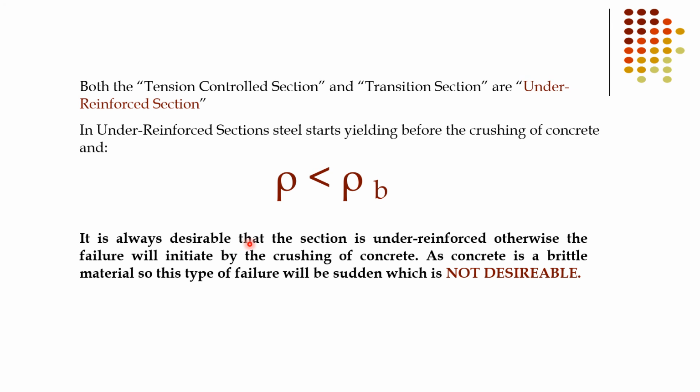It is always desirable that the section is under reinforced, otherwise the failure will initiate by crushing of concrete. If your steel is so strong that it will not yield, the failure will be by crushing of concrete. This will be a sudden failure, and that is not desirable. We always desire that the steel first yields, then the concrete crushes. As concrete is a brittle material, this type of failure will be sudden, which is not desirable. We want ductile design.